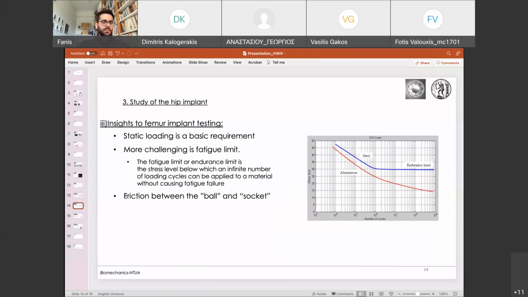Something else you might want to look into is, for example, the friction between the ball and the socket. Essentially, we have a metal part or a ceramic part or whatever coatings we have, and this part is rubbing against the bone. So that's also something to consider. You need to think about, will it cause damage to the bone? Might the metal be damaged by the bone? It might cause pain to the patient. It might feel uncomfortable because the friction coefficient is pretty high.